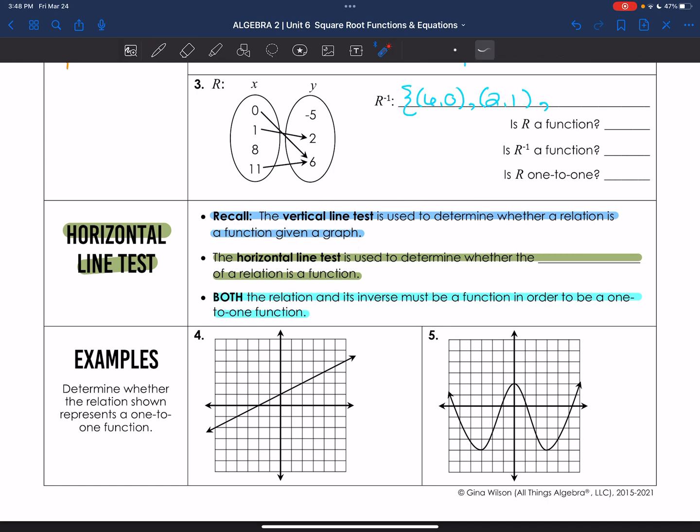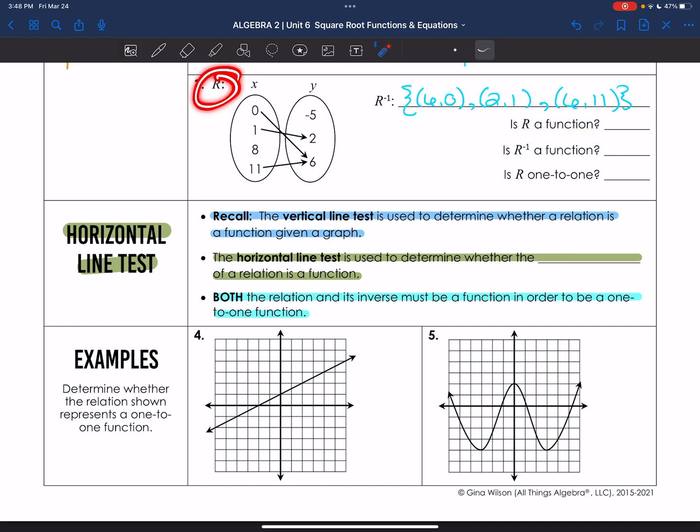And then we have 11 to 6. 11 as the x, y being 6. So the inverse would be what, ladies and gentlemen? It'd be 6, 11. All right, so the question is, do we have a function?